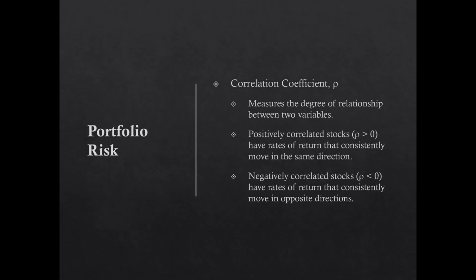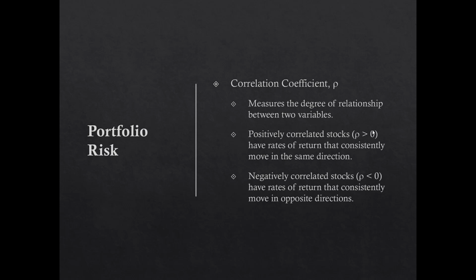When we're looking at portfolio risk, there's an element around correlation. Correlation is a degree of relationship between two variables. Positively correlated stocks have a rate of return that moves in the same direction. So if it's positively correlated, the correlation is greater than zero. That means if one stock goes up, the other stock likely will go up as well, or if one stock goes down, the other stock will likely go down as well.